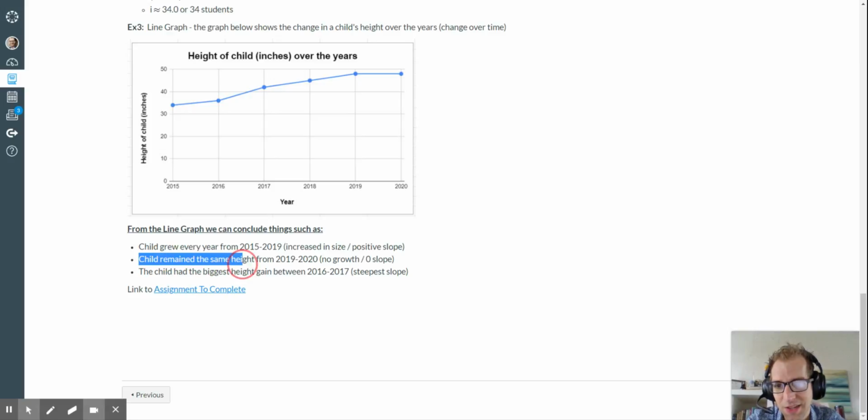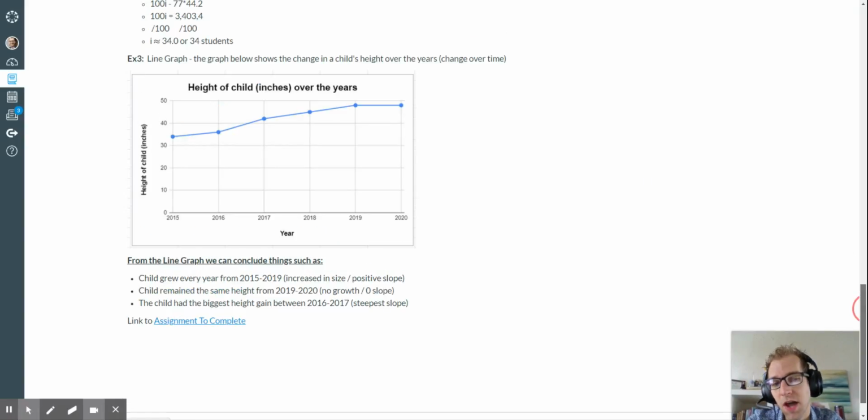A child remaining the same height, 2019 to 2020. So it looks like there was a time there where it was flat. So there was zero slope, right? It was a flat line, horizontal line. There's zero slope. And then the child had the biggest height gain between 2016 and 2017, as we talked about. That was the steepest slope. But that would be a line graph. And you can see it's as things change with regards to time.